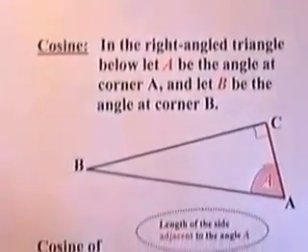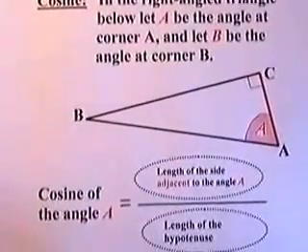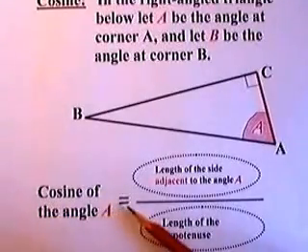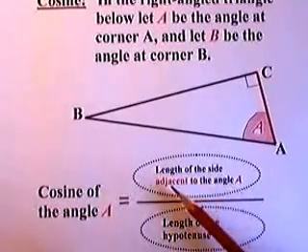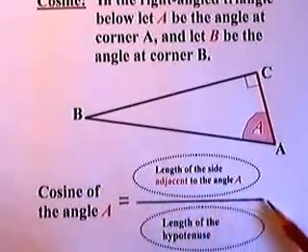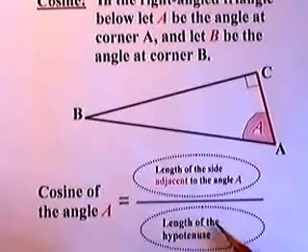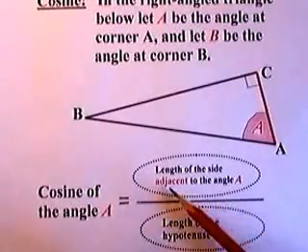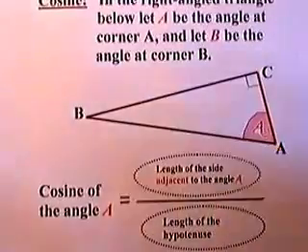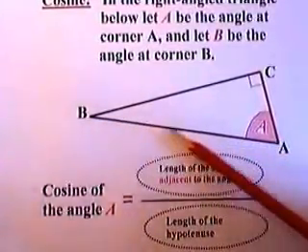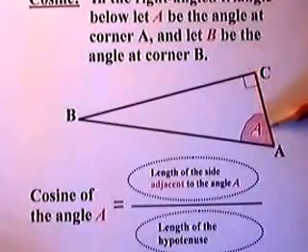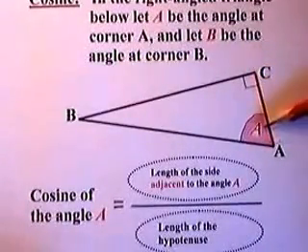Well, here it is here. We write that the cosine of the angle A is equal to the length of the side adjacent to the angle A divided by the length of the hypotenuse. Alright, so which is the side adjacent to this angle here? Well, it's not the longest side, because that's the hypotenuse. It's the other side. It's this side here. This is alongside angle A.